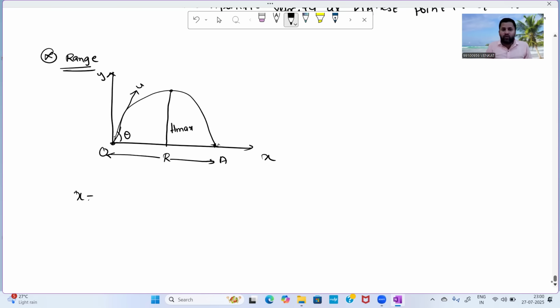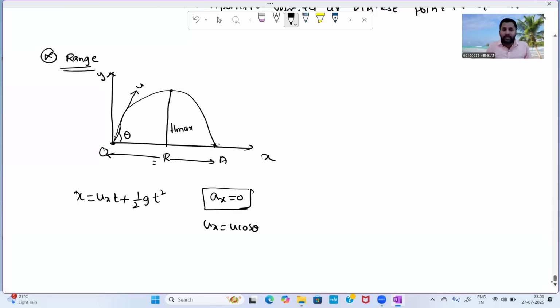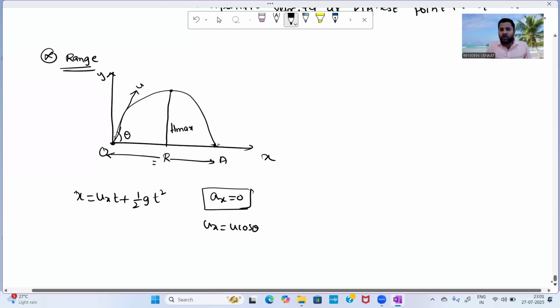That is x equals ux into t plus half into a t square. We already discussed that the horizontal acceleration is 0, and the horizontal velocity is u cos theta. So what can we write here? This is the horizontal distance, so we can write x equals r. The greatest horizontal distance is the range. OA equals r equals x. Okay, then r equals ux into t.